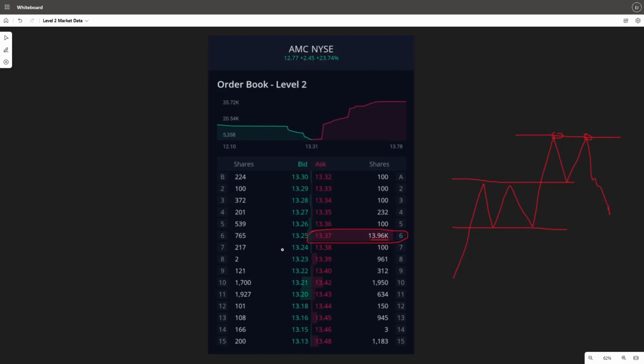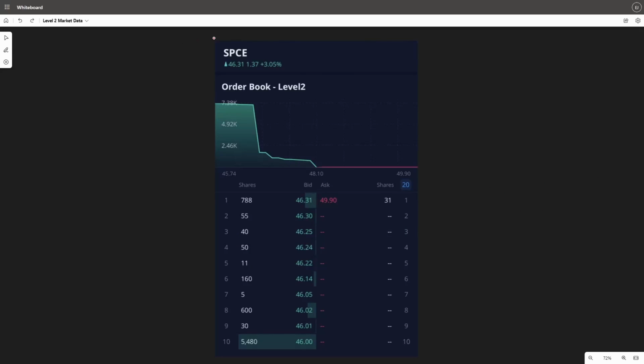Let me give you an example of a big order on the bid side. Now what I've got up on the screen here is the level 2 for SPCE, and in this example you can see that there's a lot more buyers on the bid side. There's not many people selling on the ask, and you can see there's a big buyer down here at the $46 level. Someone's trying to buy in with 5,000 shares, and you don't see anyone else with that amount of share size on the level 2.